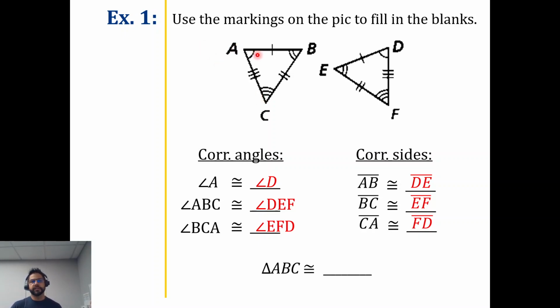So arc 1, 2, 3. Again, the order is 1, 2, 3, 1, 2, 3. Looking at the other triangle, the order 1, 2, 3 goes D, E, F, because again, arc 1, 2, 3. And don't forget your little triangle symbol in the front. Again, it's really just the order.